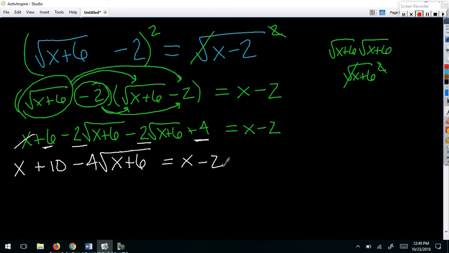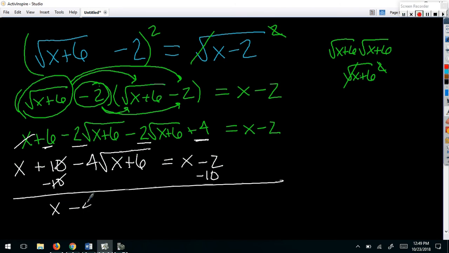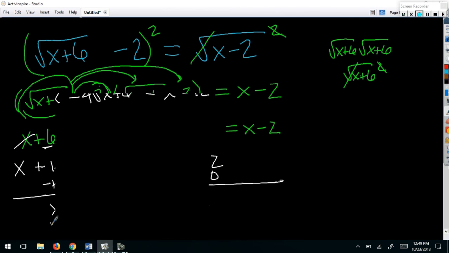All right, stop here a second. I have an equation at the moment that has one radical in it. Isolate the radical. Now I'm back to scenario 2. Subtract the x plus 10. I'm going to do this in 2 steps so you see, because I confused some of you before. I've got x minus 4 root x plus 6 equals x minus 12. Then you can slash the x's and divide by 8.